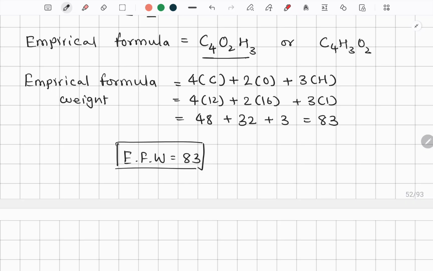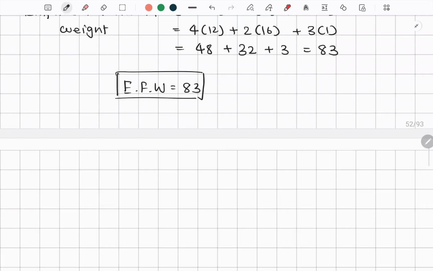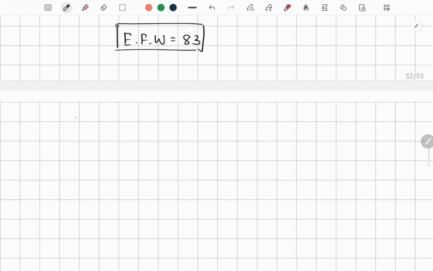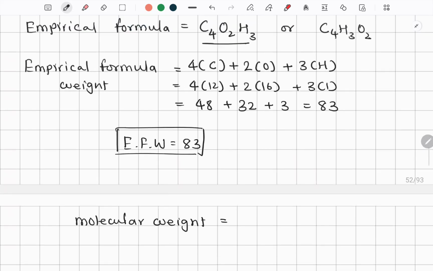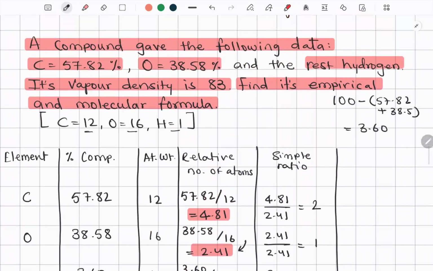Now the next part is to calculate the molecular weight. But how can we calculate the molecular weight? We don't know the molecular formula. But you have been given the vapor density. If you remember the part on vapor density, we used to solve it using molecular weight equals 2 into vapor density.